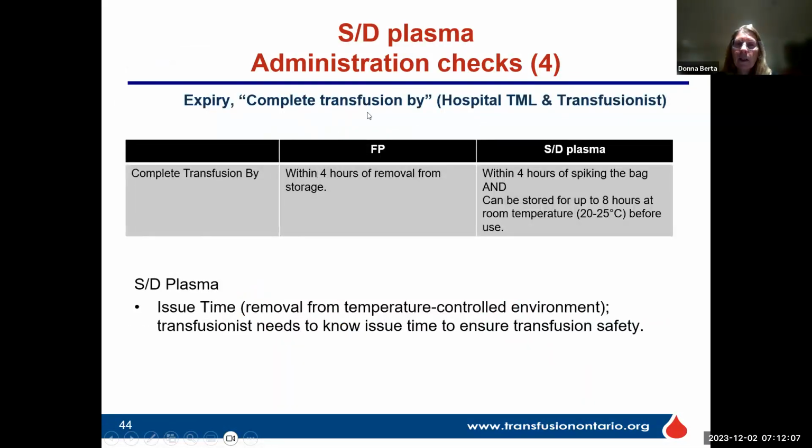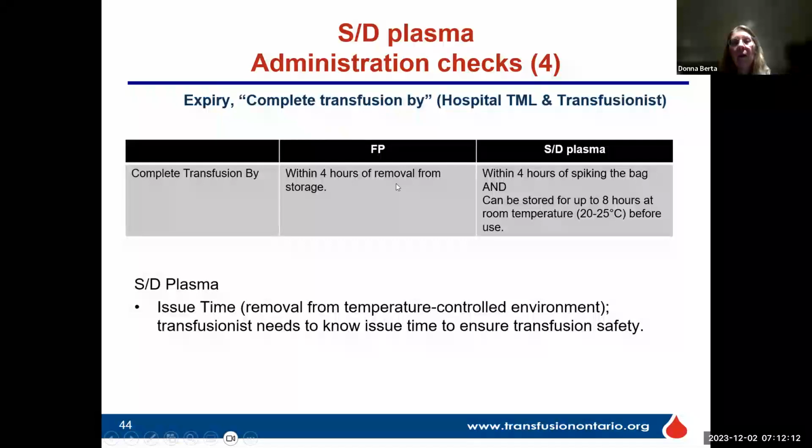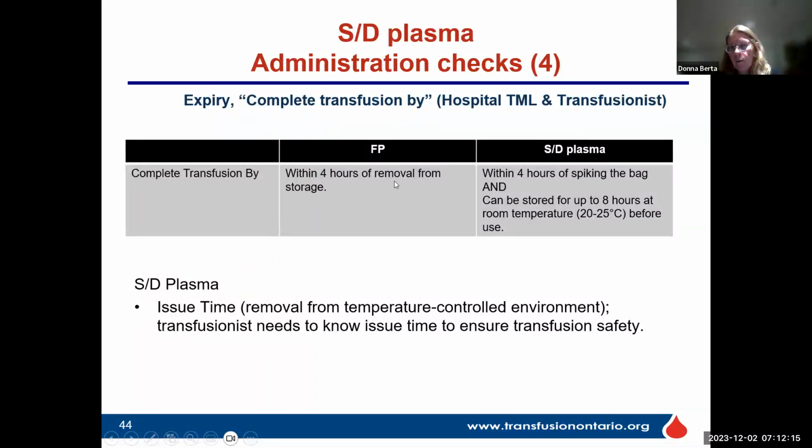So the expiry time, in checking that, the time that you need to complete your transfusion by, for FP, we know it's been standardized to be 4 hours from the time it was removed from storage, or 4 hours from the time of issue. For SD plasma, the product monograph, again, because this is a manufactured blood product, it's within 4 hours of spiking the bag, just like IVIG or albumin is within 4 hours of spiking the bottle. It needs to be transfused.